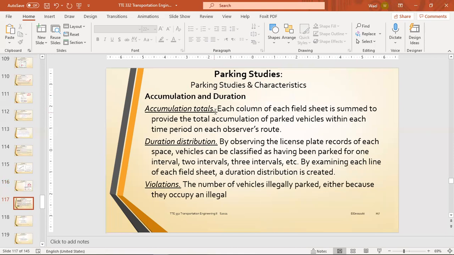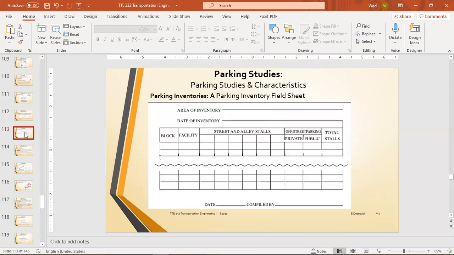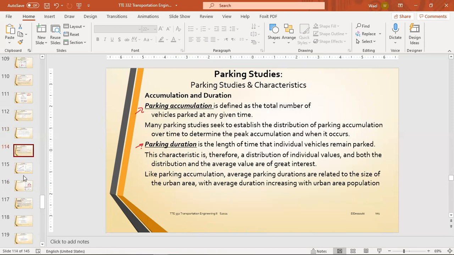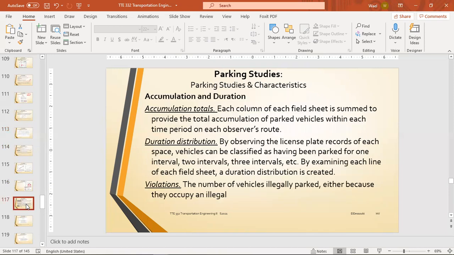For the accumulation totals, each column of each field sheet is summed to provide the total accumulation of parked vehicles within each time period in each observer route. You remember these forms? That's where you have the parking based on facility and block, then we add it up and get the total accumulation totals.